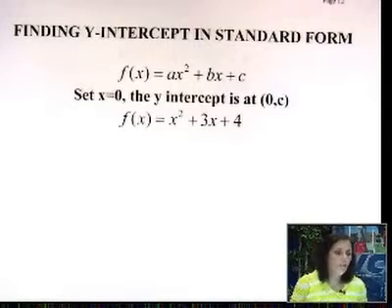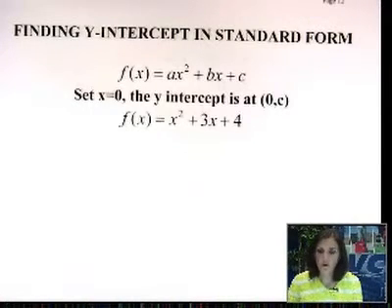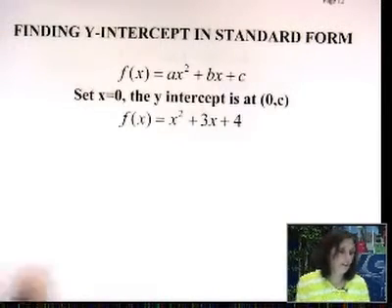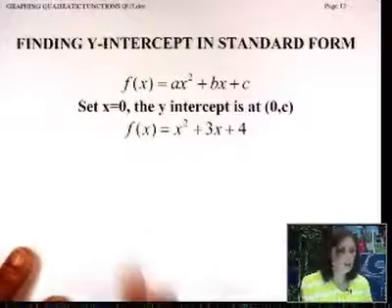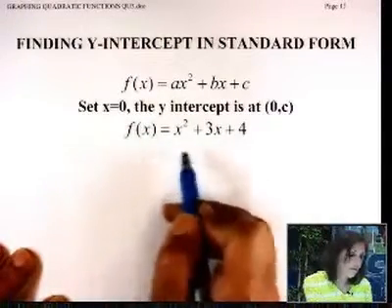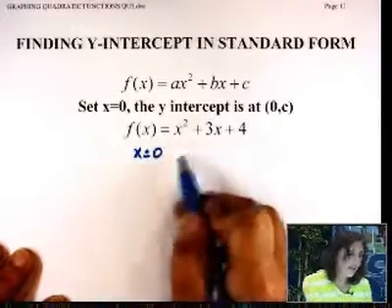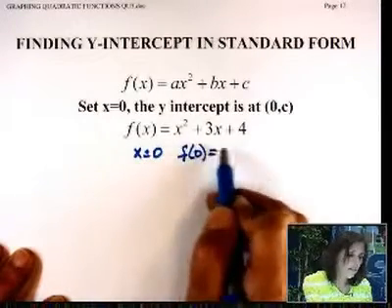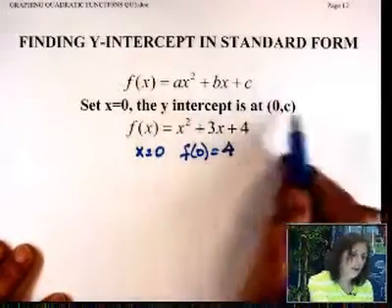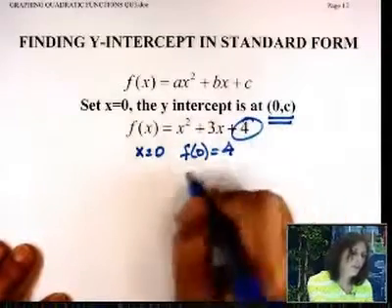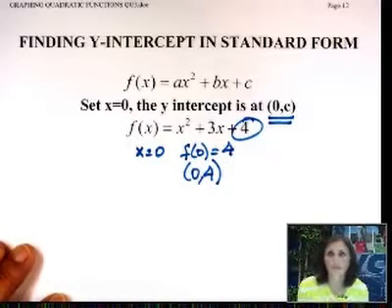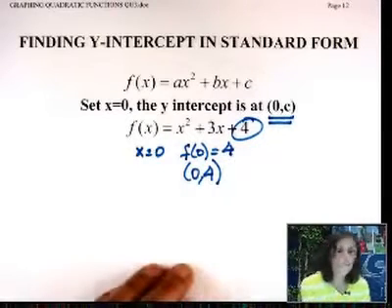So let's go and find the y-intercept in the standard form. To find the y-intercept in the standard form, what do you need to do? You need to set x to 0. So let's go and find it. So I'm going to set x to 0. What am I going to get? f of 0 is going to be 4. Guess what? My y-intercept is going to be simply the constant term. So it's going to be 0, 4. Okay, it's going to intercept y at 4.